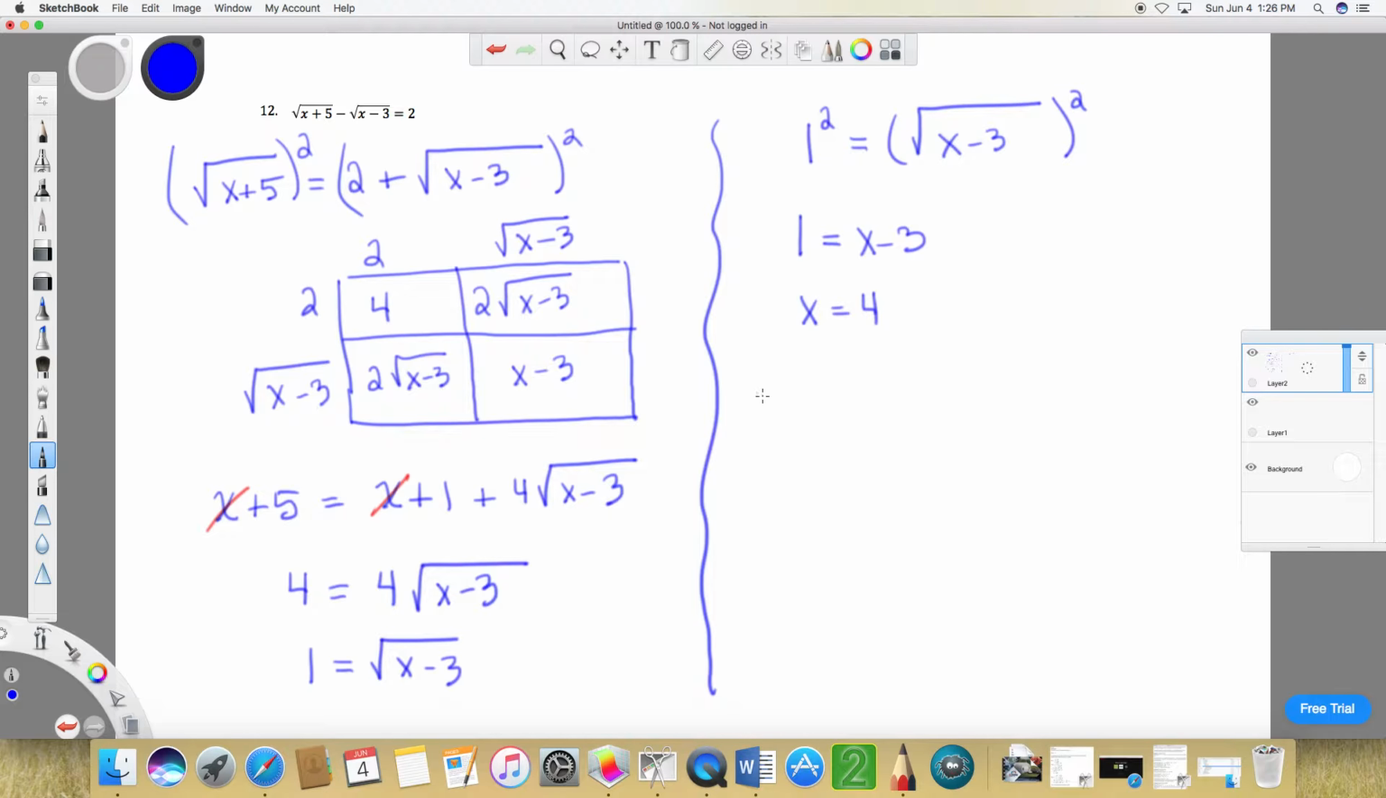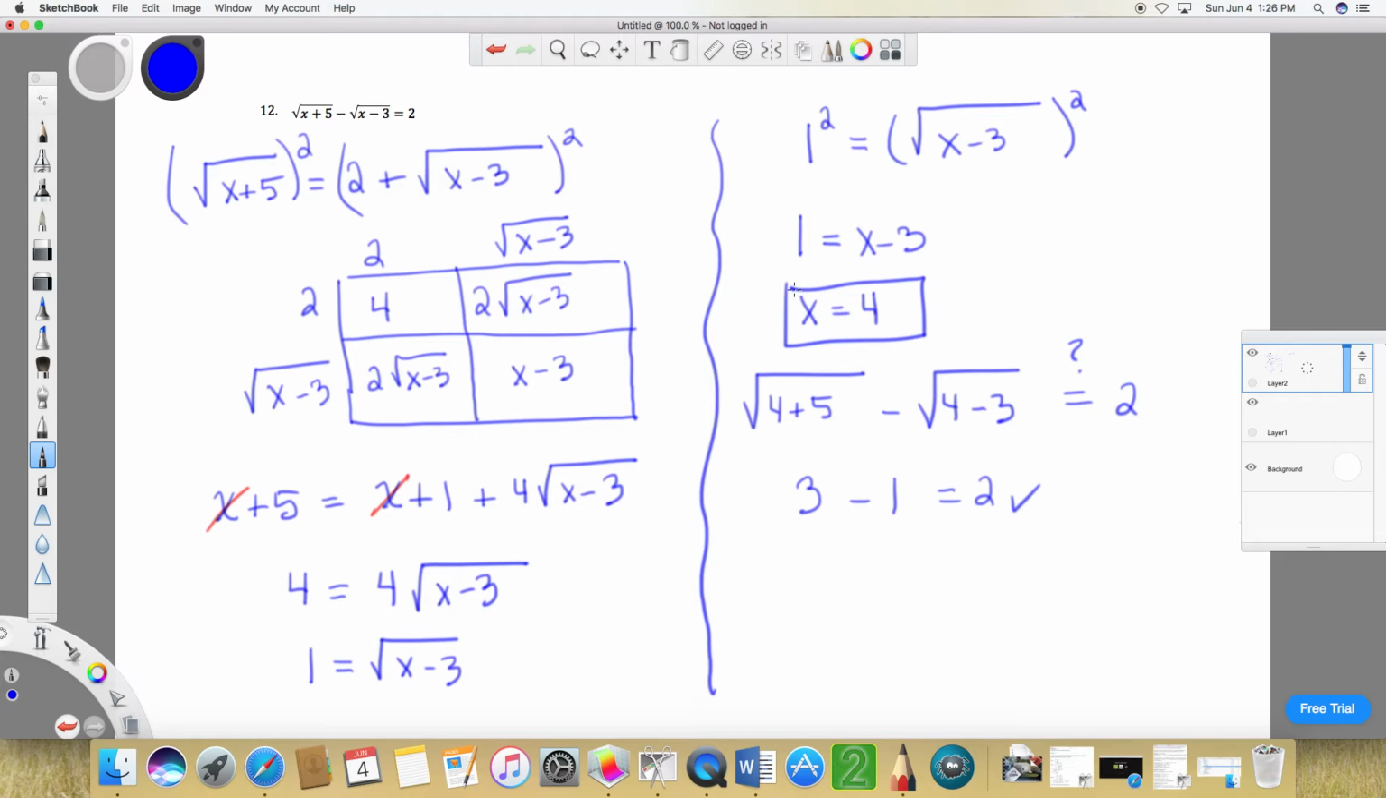So let's check that. On the left-hand side, if I replace x with 4, I've got the square root of 4 plus 5 minus the square root of 4 minus 3. And the big question is, does that equal 2? Well, 4 plus 5 is 9, and the principal square root of 9 is 3. 4 minus 3 is 1, and the principal square root of 1 is 1, and 3 minus 1 does equal 2, so this checks.